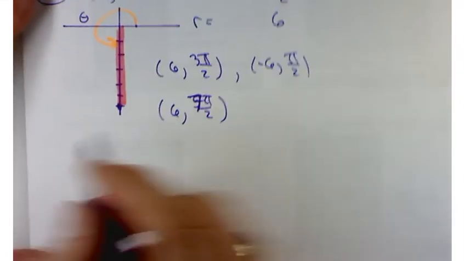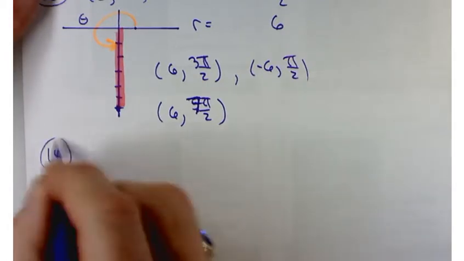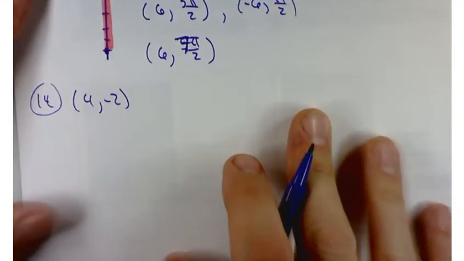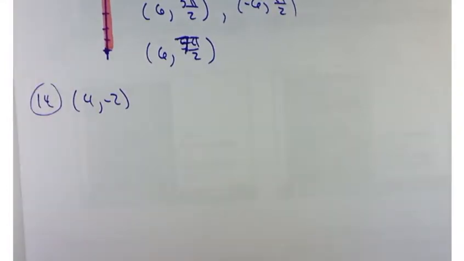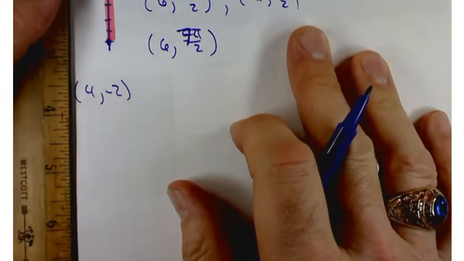Let's try problem number 14. So we've got the point 4 and negative 2. Let me first graph that.